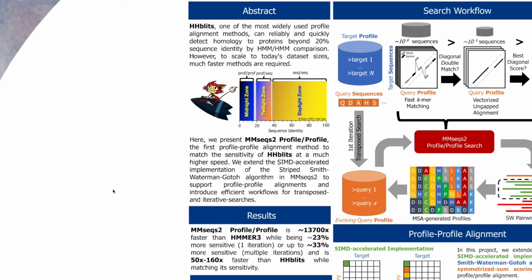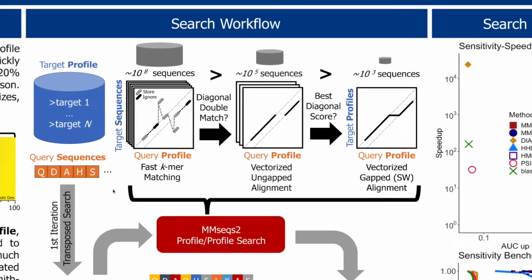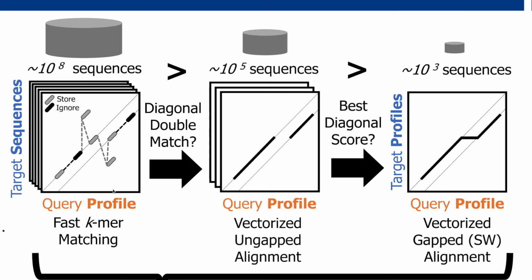For methodology, I'll first explain the iterative profile search workflow and then the profile alignment alone. MMseqs2 searching is composed of three stages: a k-mer match stage and a vectorized ungapped alignment stage, together called the prefilter stage, and then a vectorized gapped alignment stage. In the k-mer match stage, similar k-mers from the query side are compared to the k-mers on the target side, and this step is expedited by using a pre-computed index table for target k-mer lookups.